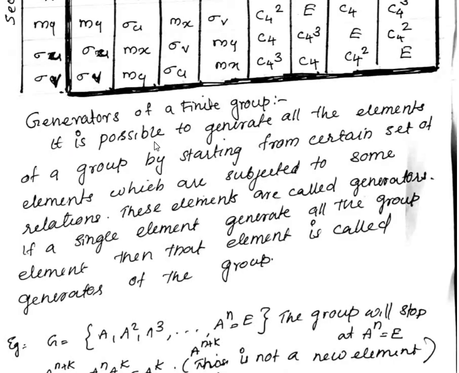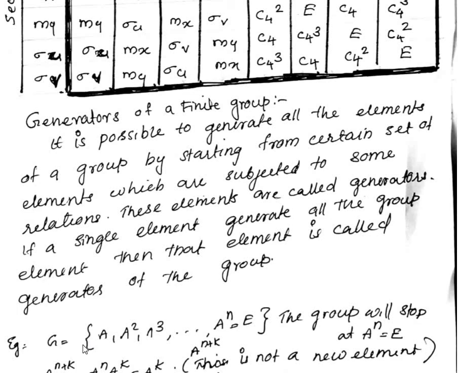Let us examine what the generators of a finite group are. It is possible to generate all the elements of the group by starting from a certain set of elements which are subjected to some relationship or operation. These elements are called generators. If a single element generates all the group elements, then that element is called a generator of that group. That we are seeing in the case of a cyclic group that we discussed in our earlier classes.